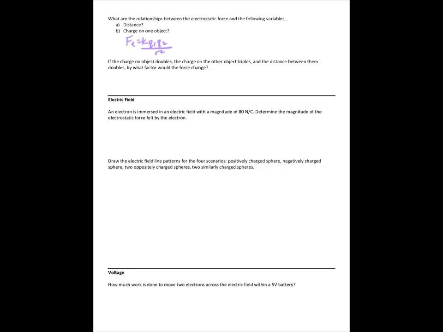So let's start with distance, r. Distance r is in the denominator, and there's an exponent. When you're in the denominator, it's an inverse relationship. So if you increase the distance, the force decreases. And then there's an exponent there, so it's squared. This is inverse square.